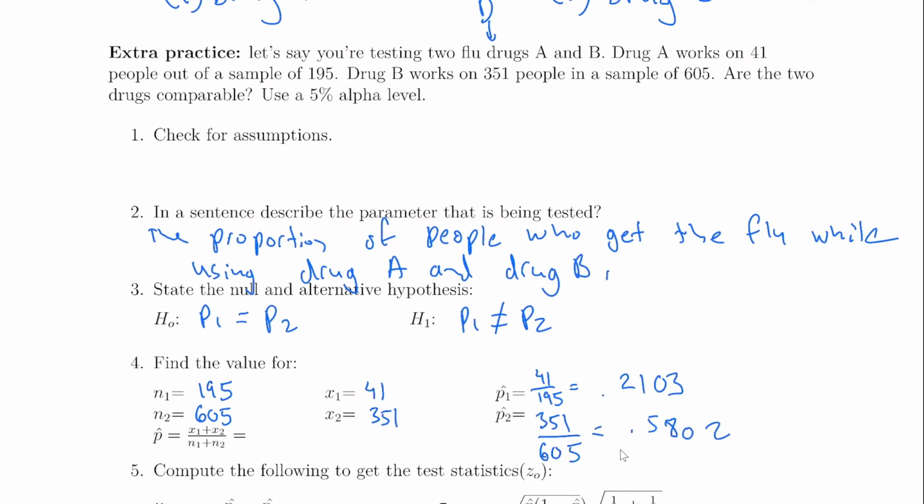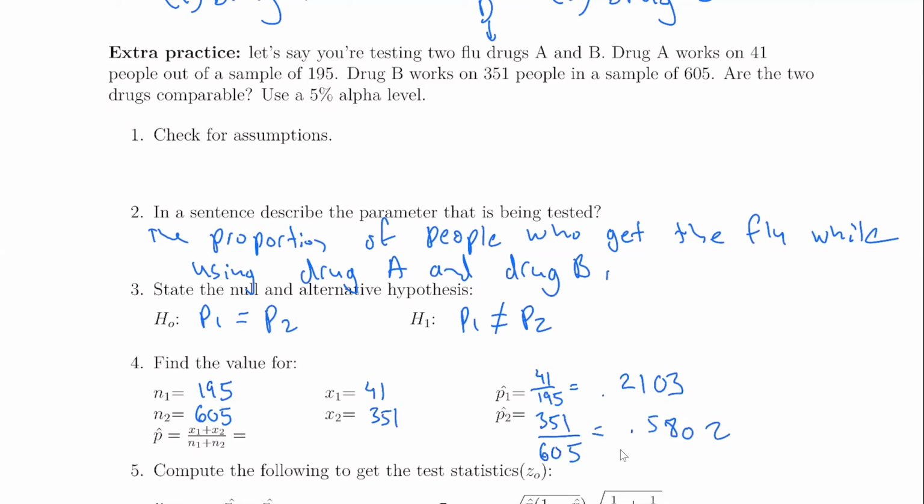Just by looking at it, you might guess that there is a significant difference. One drug worked 21% of the time, and the other drug worked 58% of the time. So there should definitely be something saying that they're not comparable. They're pretty different in how effective each one is. But in case you don't see that, let's continue going.